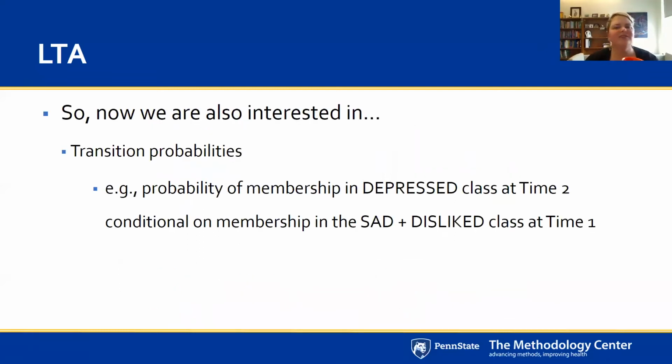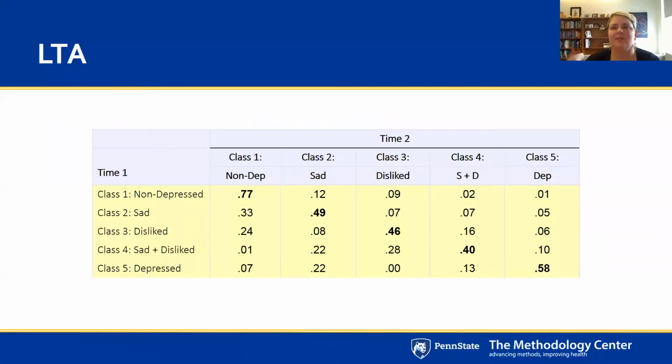So again, hopefully you're starting to see the theme: transitions, longitudinal data. In addition to those prevalences and measurement parameters, we're now interested in transition probabilities. In our depression example, we might be interested in the probability of membership in the depressed class at time 2, conditional on membership in the sad and disliked class at time 1. So again, I am half a methodologist, half an intervention scientist. And so I might be interested in those rates of transitions in order to be able to implement a prevention program at a particular time point.